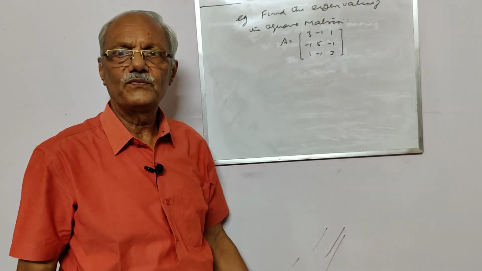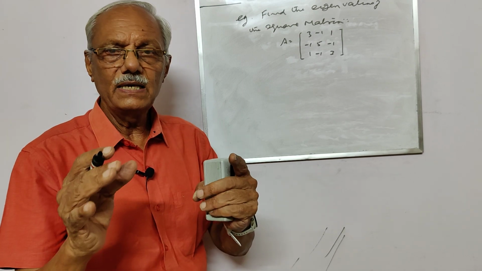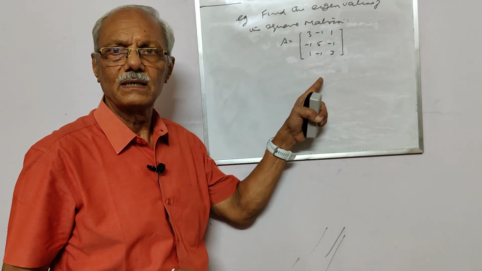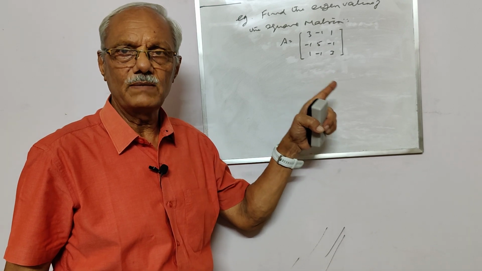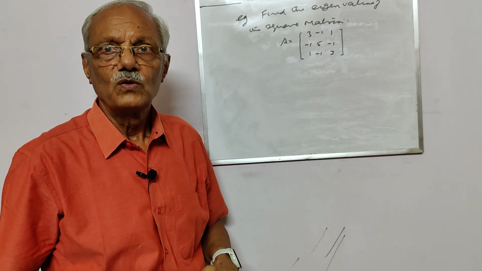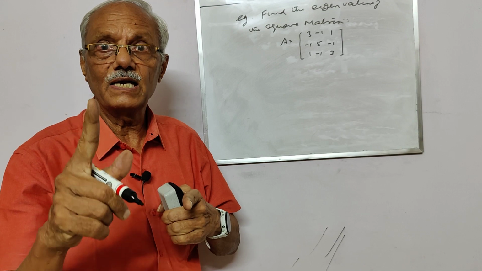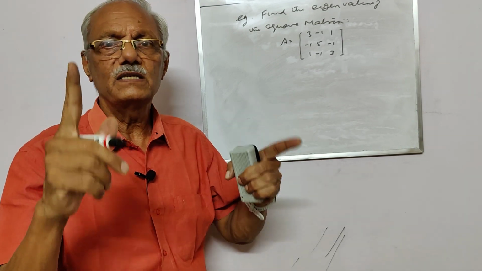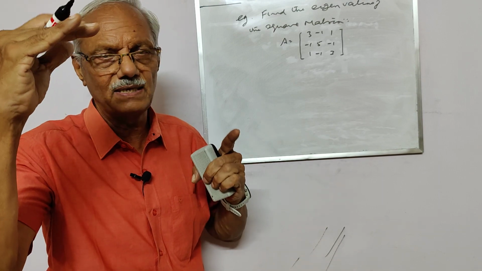Now let's try to find the eigenvalues of this. I told you that this is a 3 cross 3 matrix, a square matrix. So naturally there will be 3 eigenvalues corresponding to 3 eigenvectors. So these are the basics that I remember.